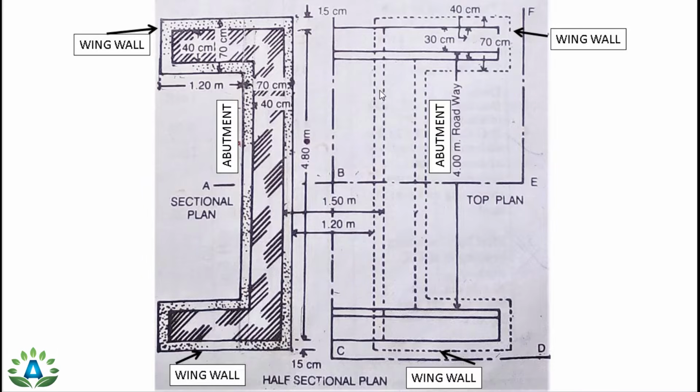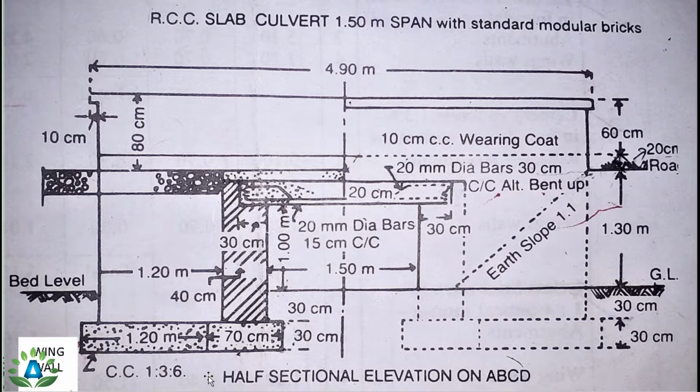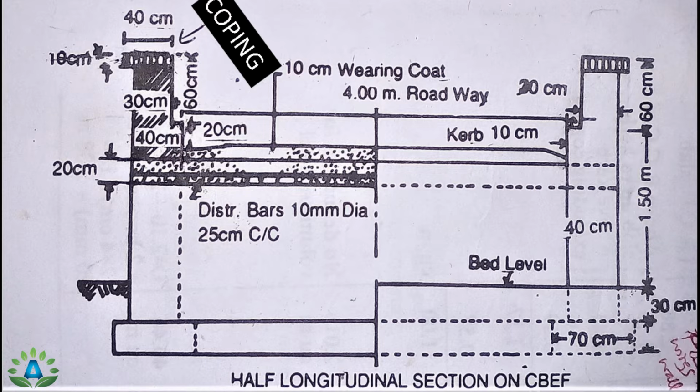Hello everyone, today we are going to do the detailed estimation of the slab culvert having the span of 1.5 meter and the roadway of 4 meter. In this question we have this half sectional plan view. We have half sectional elevation on ABCD and we also have this half longitudinal section on CBEF.